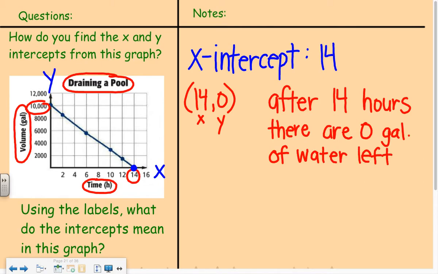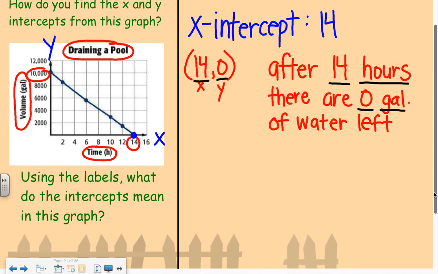So watch how I used both the parts of my graph and the numbers 14 and 0 in my answer. So the 14 gets mentioned. I have 0, so make sure you have both of those two numbers in your meaning. And then I also used my labels. So the x label was time, so that's where I talked about hours. My y label was gallons. Here's where I talked about the gallons. So all of those things get mentioned in my meaning.